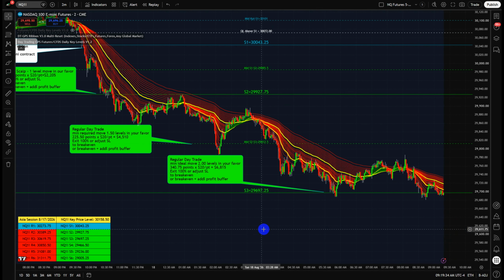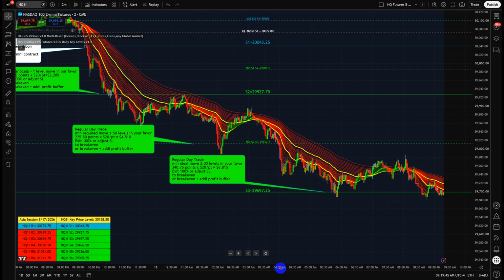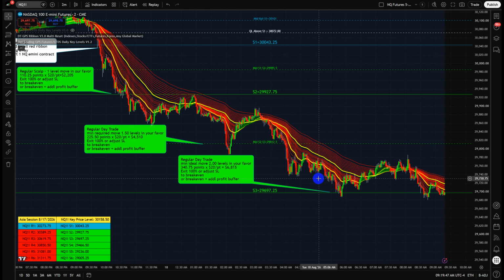Same thing here: either exit 100%, adjust stop loss to break even, or break even plus initial profit buffer. Or trading multiple contracts, 3 or more, selling 60 to 90%, securing the profit, then adjusting stop loss to break even, or break even plus a profit buffer on the remaining runners.